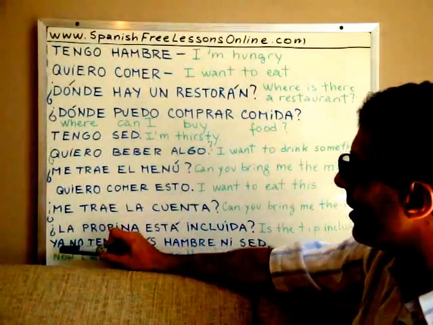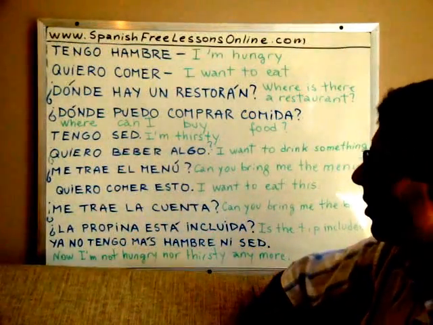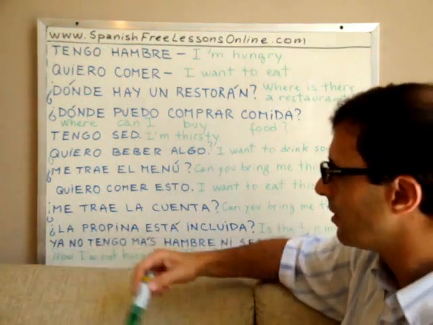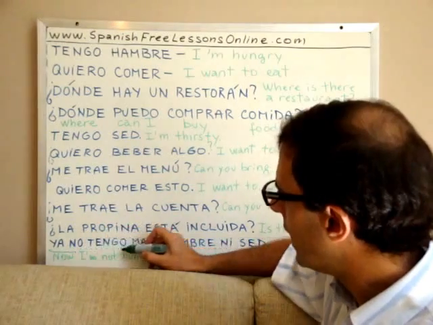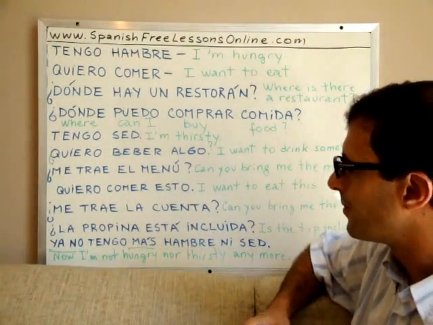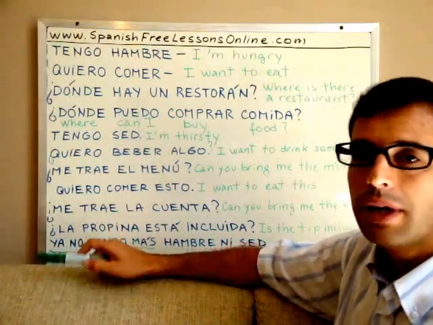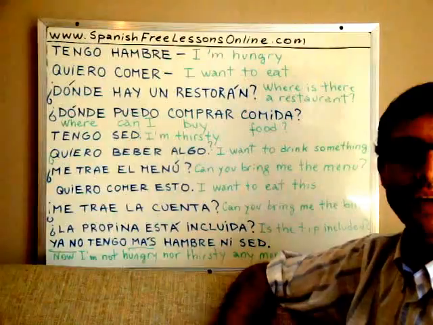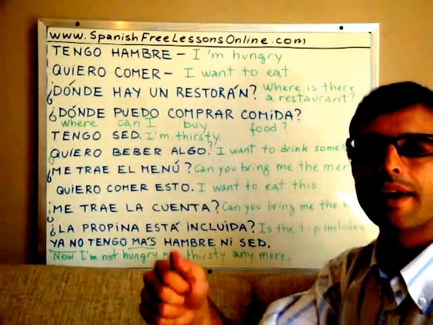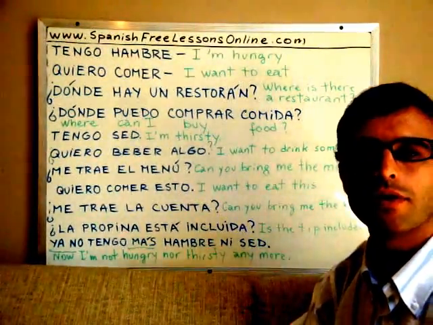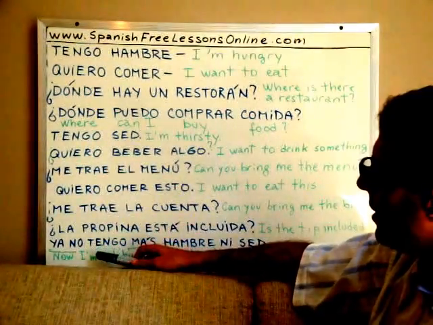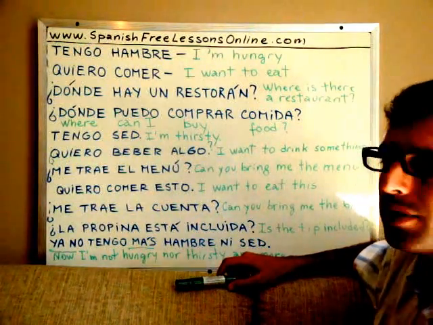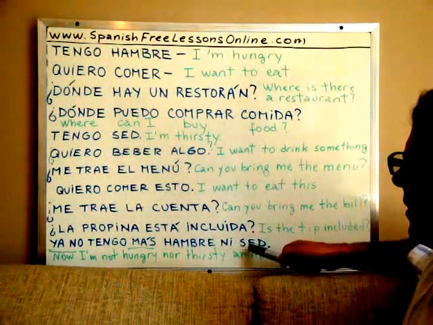Okay? Ya would be already or no more, in this case that we have a negation. Ya no más. Ya no más means no more. Ya only means already, or can also mean now. For example, if we say ya, we are saying right now, okay, like with a sense of urgency. And in this case is I'm not hungry nor thirsty anymore. Ya no tengo más hambre ni sed.